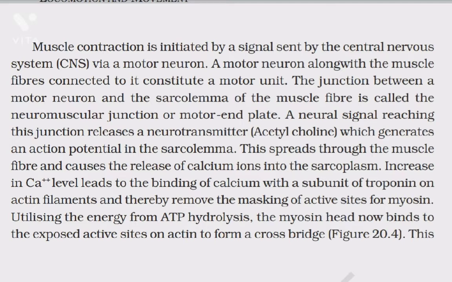This spreads through the muscle fiber and causes the release of calcium ions into the sarcoplasm. Increase in calcium ion level leads to the binding of calcium with a subunit of troponin on actin filament and thereby removes the masking of active sites for myosin. Utilizing the energy from ATP hydrolysis, the myosin head now binds to the exposed active site on the actin to form a cross bridge. Figure 20.4.